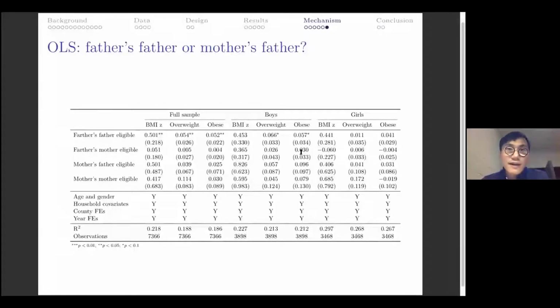And then finally, we tested son preference in rural areas by differentiating the father's father and the mother's father, because the father's father may have a stronger preference for sons because they carry the family name. And we do find some interesting results here. We find that results are most likely to be driven by the father's father, who is eligible for NRPS. The mother's father's impact, while in some regressions it has some economically significant impact, has standard errors that are too large to draw a statistical conclusion.